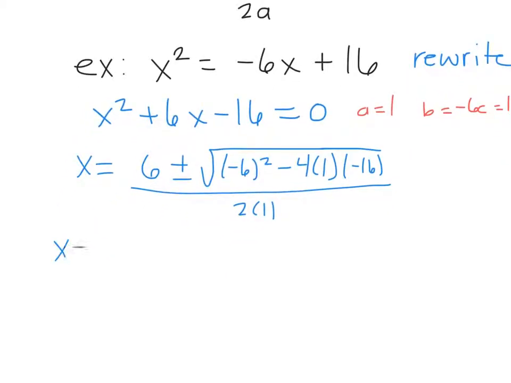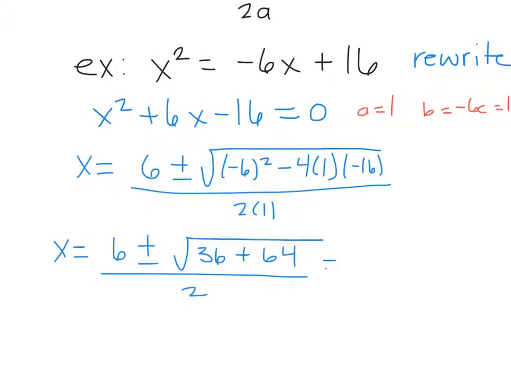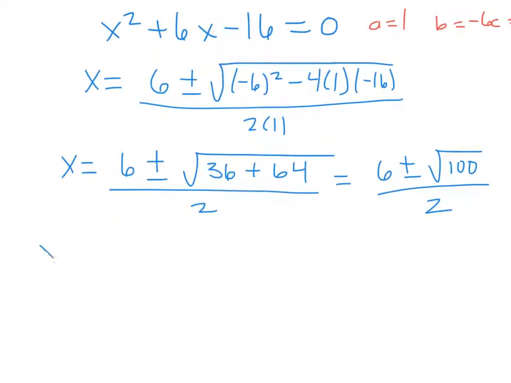Okay, so let's go through and just do the arithmetic to get the solution. So 6 plus or minus negative 6 squared is a positive 36, and then negative 4 times negative 16 is plus 64, all over 2. So we've got 6 plus or minus. We add 36 and 64, we get 100. All right, then the square root of 100 is 10. So we get 6 plus or minus 10 over 2.